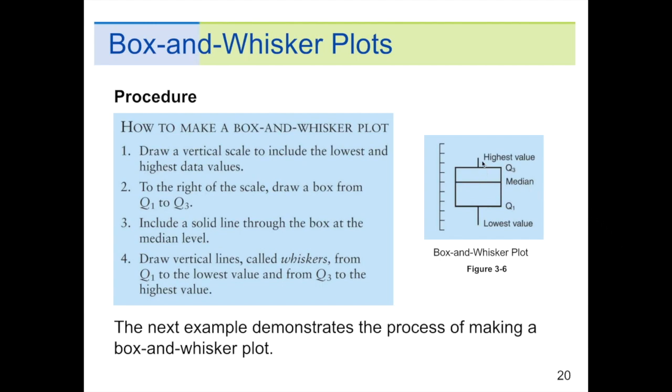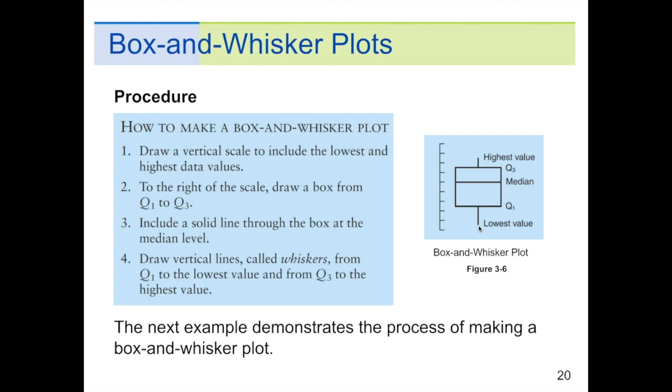So, we've got the highest value right at the top, that is the end of the whisker. Q3 starts the top of the box. The median is in the middle of the box. Doesn't have to be exactly middle. As you can see, the top half of the box is much smaller than the bottom half. This shows skewness. Then Q1 ends the box, and then the lowest value is at the bottom.